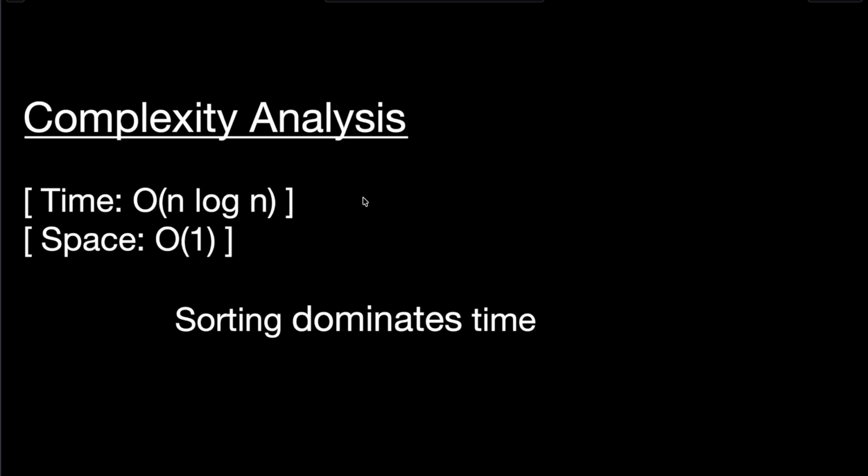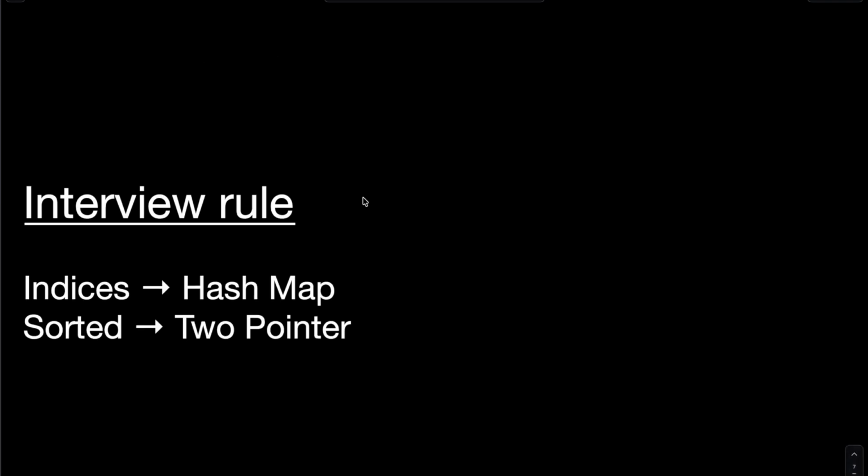So in interviews, remember, if indices are required, use hashing. If the array is sorted, two-pointer is preferred. Because in case of a sorted array, we don't need to sort the array, which will reduce the time complexity to O of n. Now let's see the code for this.